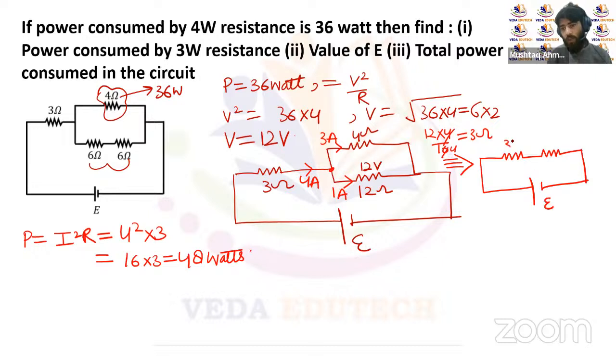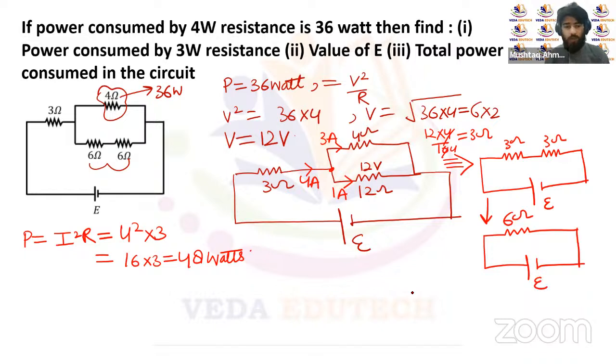This is 3 ohm and this is 3 ohm, right? So overall, the equivalent resistance of this circuit has to be equal to 6 ohm. 6 ohm will be the overall equivalent resistance for this circuit, and the EMF E is the EMF of this battery, right?